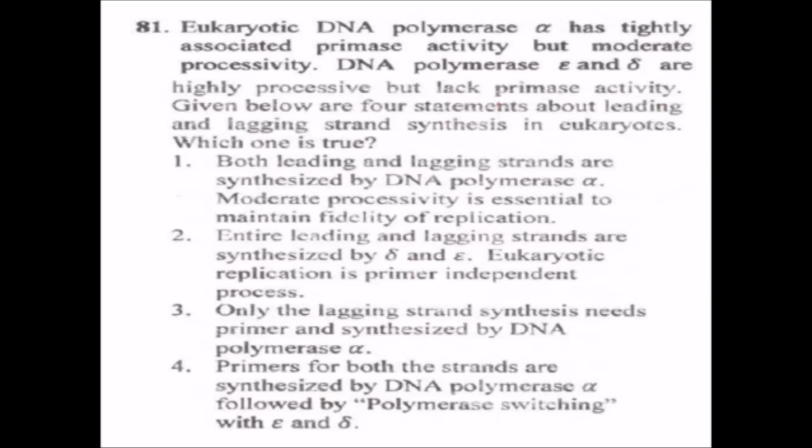If they don't have primase activity, then it is not possible for replication to proceed alone, because DNA polymerase can't proceed without the addition of a primer. So there must be primer synthesis. After the activity of alpha, it is only possible that either epsilon or delta will act. The next point is: given below are four statements about leading and lagging strand synthesis in eukaryotes.